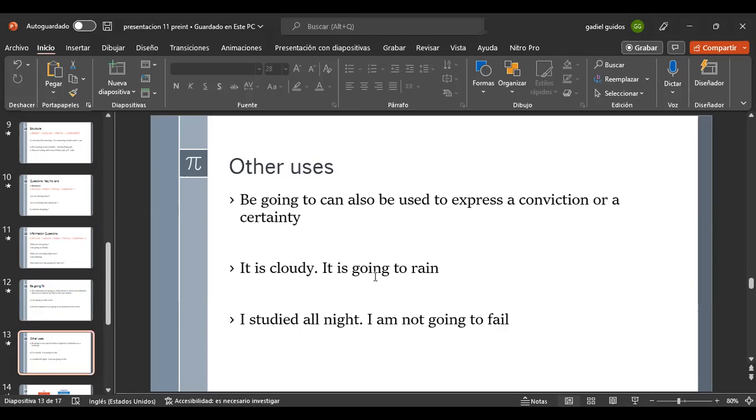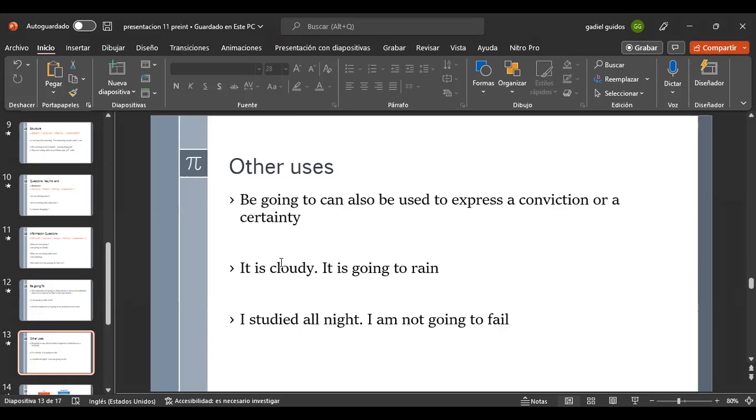Vamos a ver otros usos por acá, guys. So we have other uses. Be going to can also be used to express a conviction or a certainty. Okay, vamos a utilizar también be going to cuando hablemos de algo de lo cual nosotros estamos bastante seguros, ¿de acuerdo?